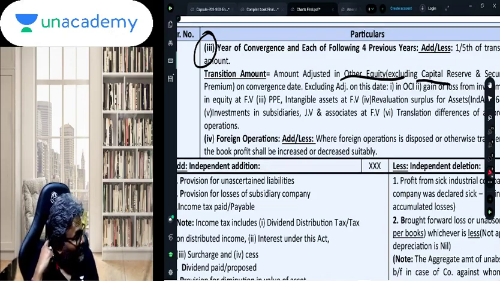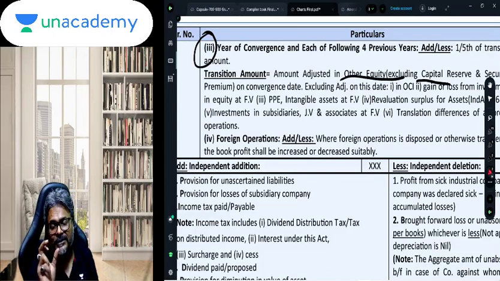The difference between the historical cost and the fair value at the time of convergence would be referred to as a transition amount. On the first time adoption of Ind AS, there will be a transition amount. Now, in the transition amount, they have said that certain items should not be a part of it. So there are two reliefs that they have given to you. Relief number 1 is that the big items are kept out of the transition amount in computing your book profit. Which are those big items? Let's have a look.